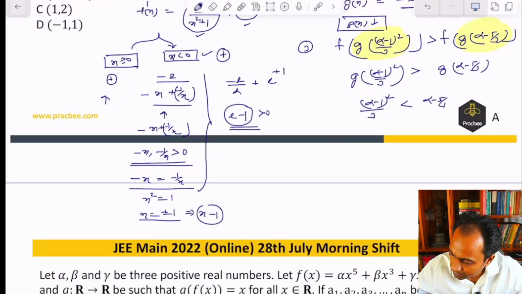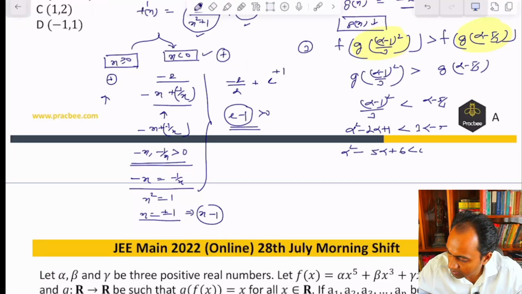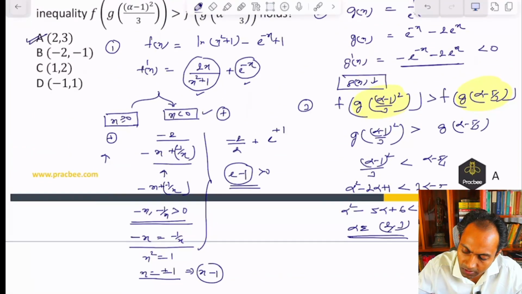If I write it, this will become alpha square minus 2 alpha plus 1 is smaller than 3 alpha minus 5, or alpha square minus 5 alpha plus 6 is smaller than 0. As a result, the value of alpha that can be true comes out to be between 2 and 3, and hence option A comes out to be correct.